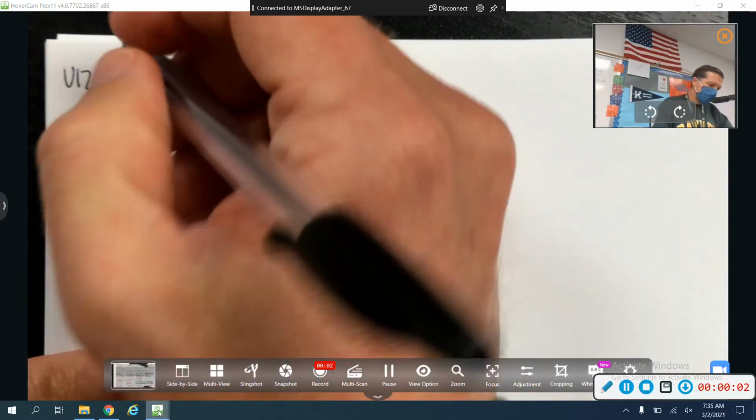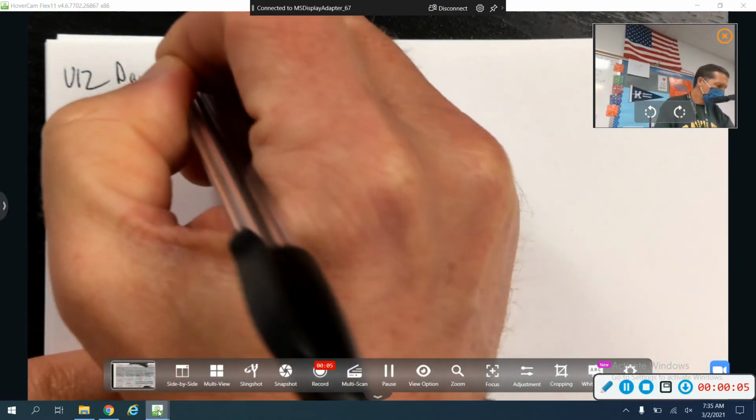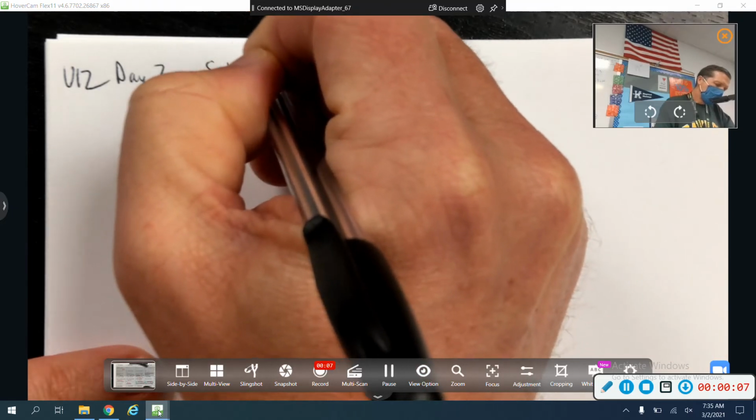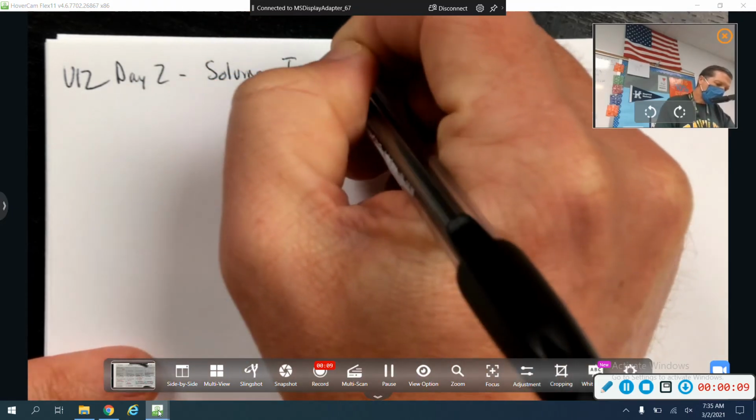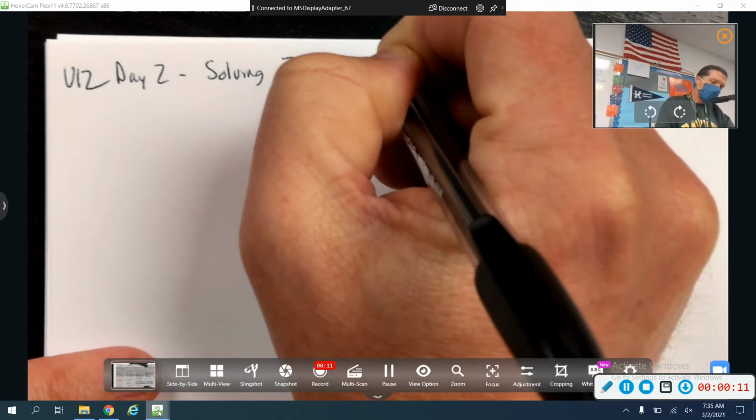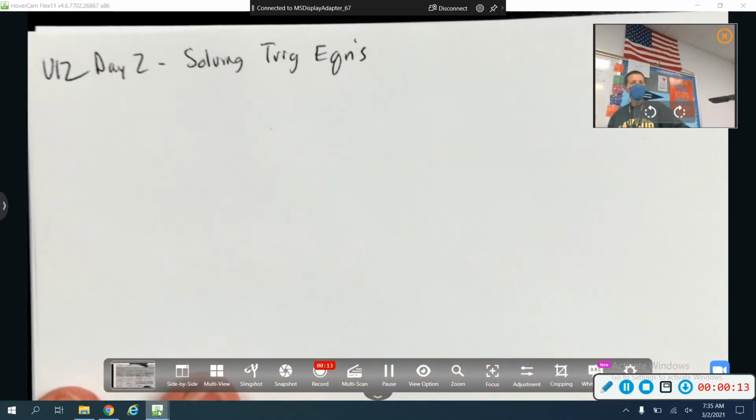So we're on day 2. Solving trig equations, that's what we're doing all unit long. Yesterday was graphically, just the left bound, right bound, guess. Use the calculator to get an answer.